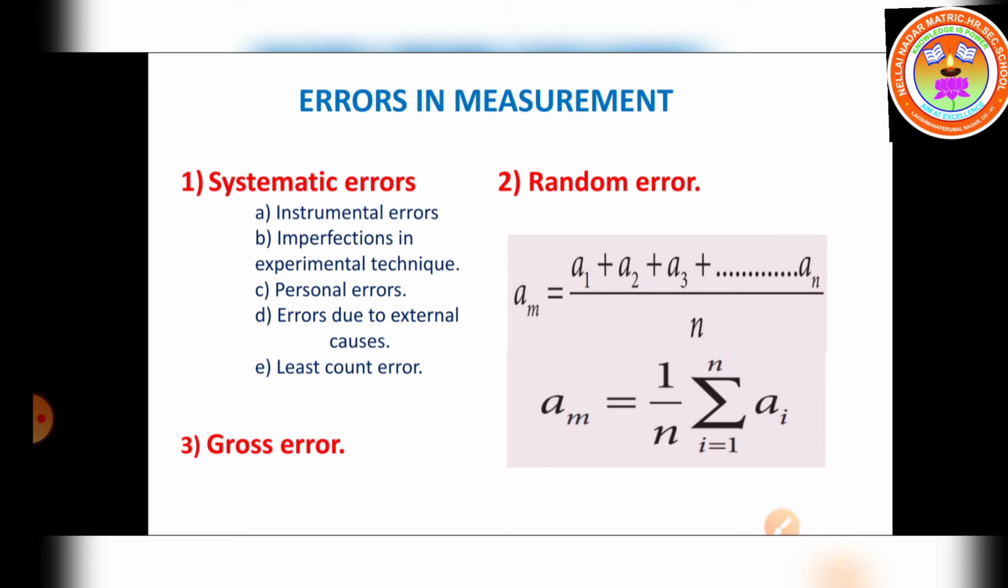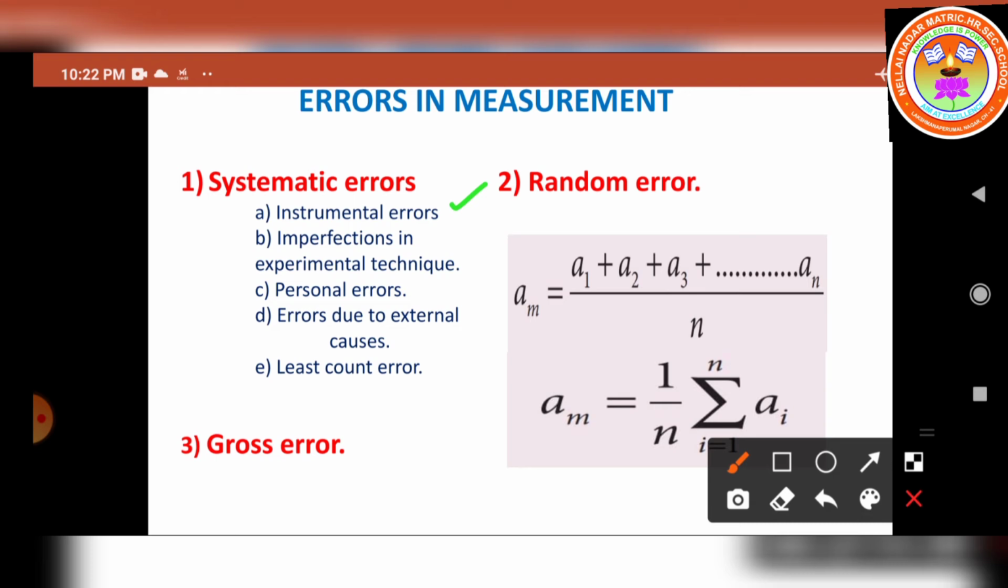The first error, systematic errors. Systematic errors are reproducible inaccuracies that are consistently in the same direction. These occur often due to a problem that persists throughout the experiment. Systematic errors can be classified as follows. The first one is instrumental errors. Second, imperfections in experimental technique or procedure. Third, personal errors. Fourth, errors due to external causes. Fifth, least count error.